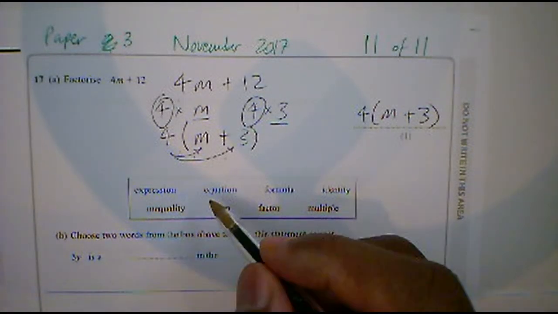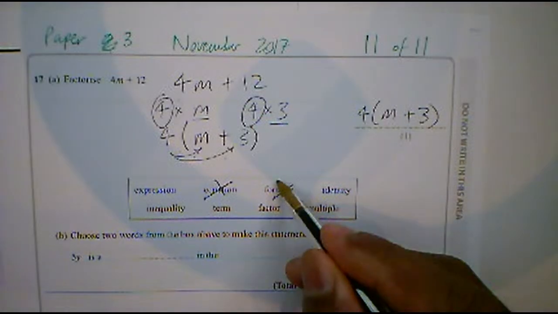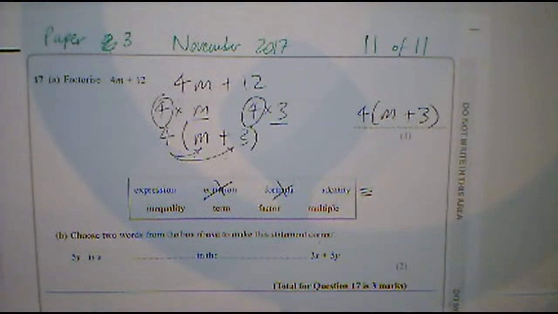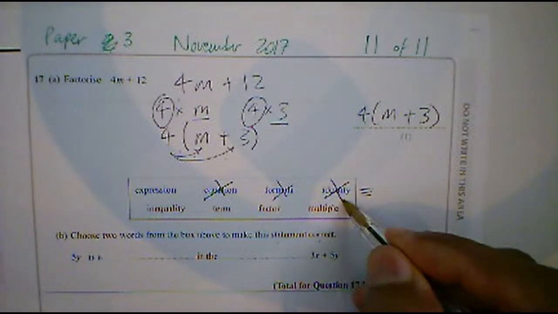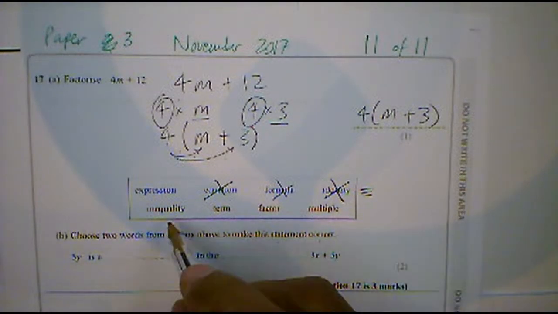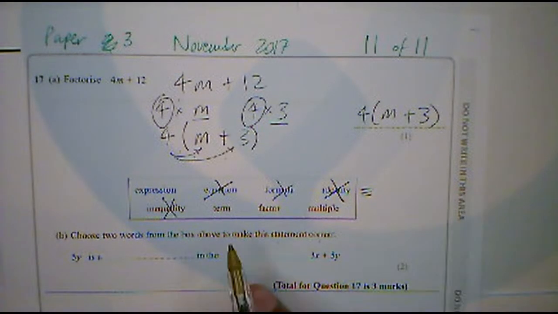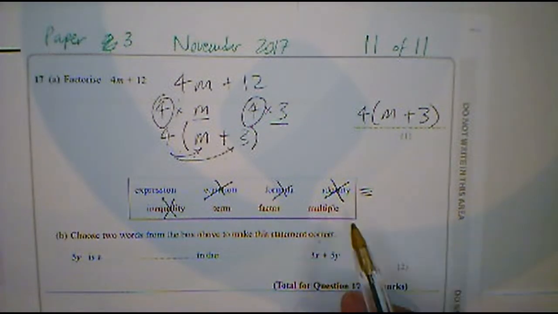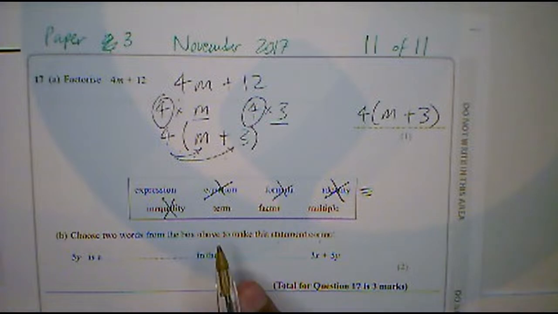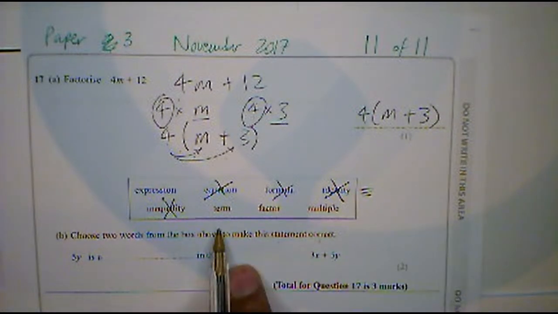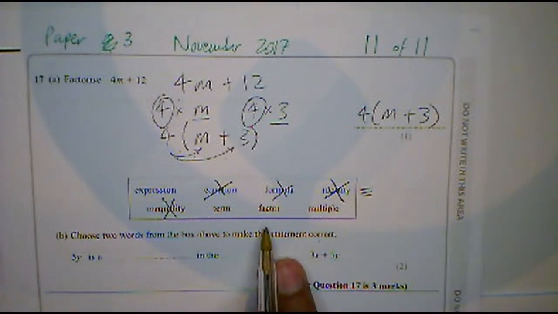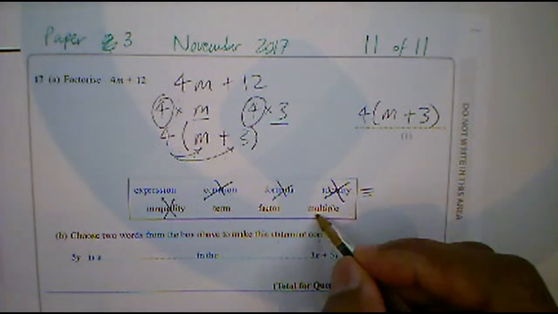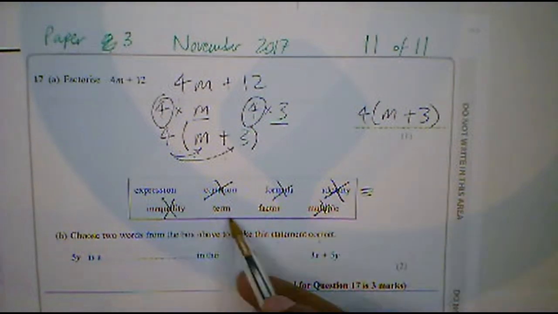Equation, there's no equation here, so let's cross that out. Formula is like an equation. Again, it's not there. Identity is like that, so it can have 3 lines, so that's not it. There's no inequality sign here, so it's not an inequality. Term, factor, multiple. So 5y is an expression, a term, a factor, or a multiple. Multiple doesn't really apply here. So I've got these 3 terms left.